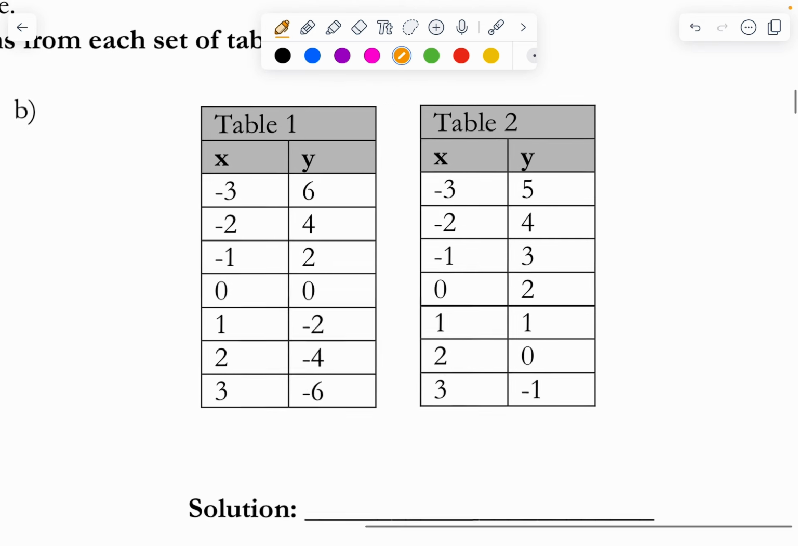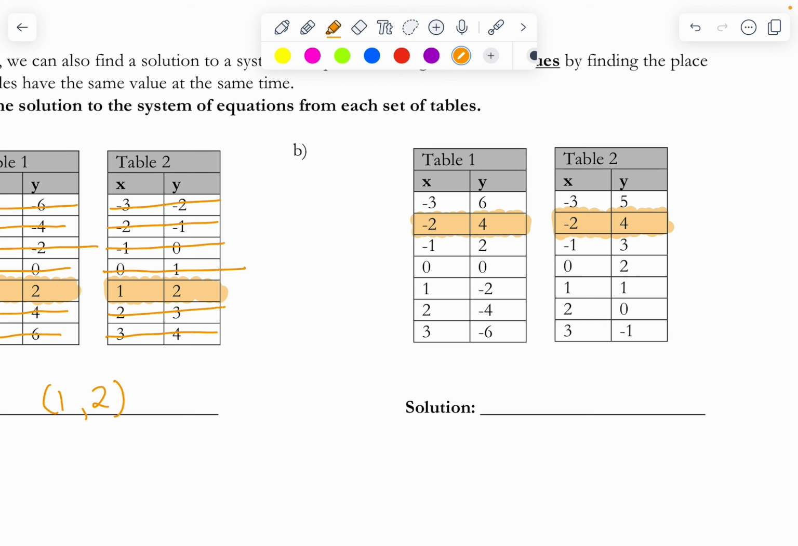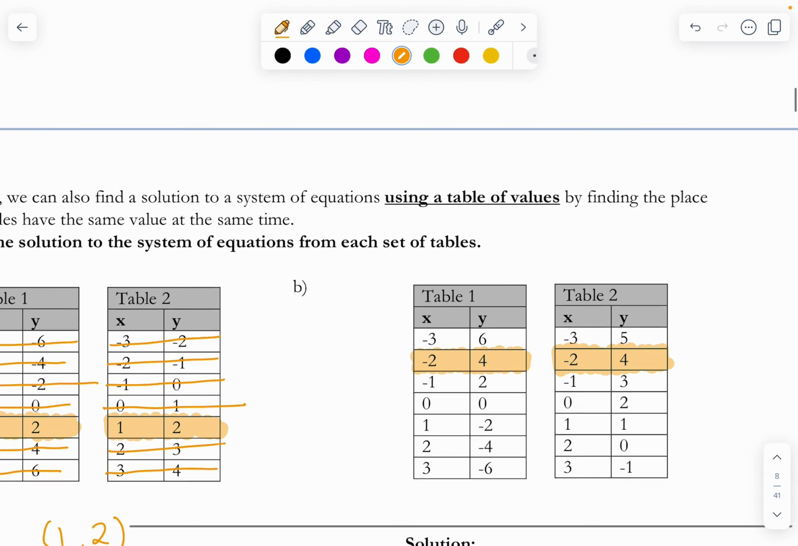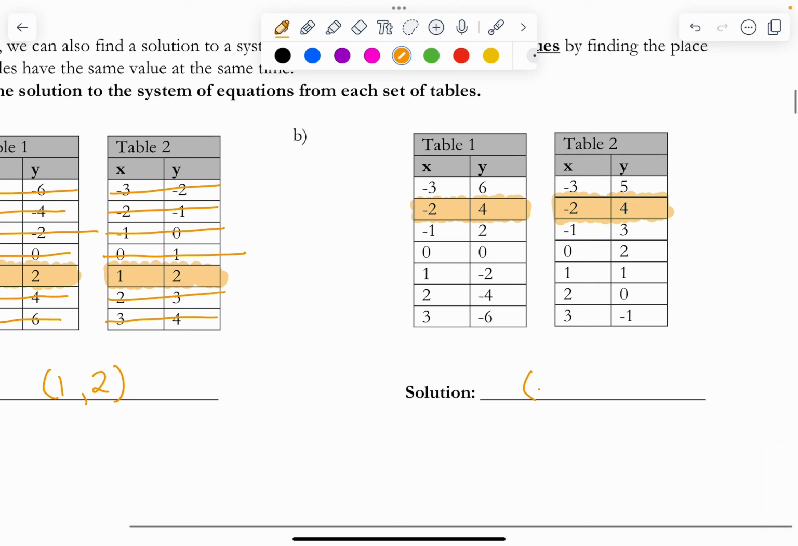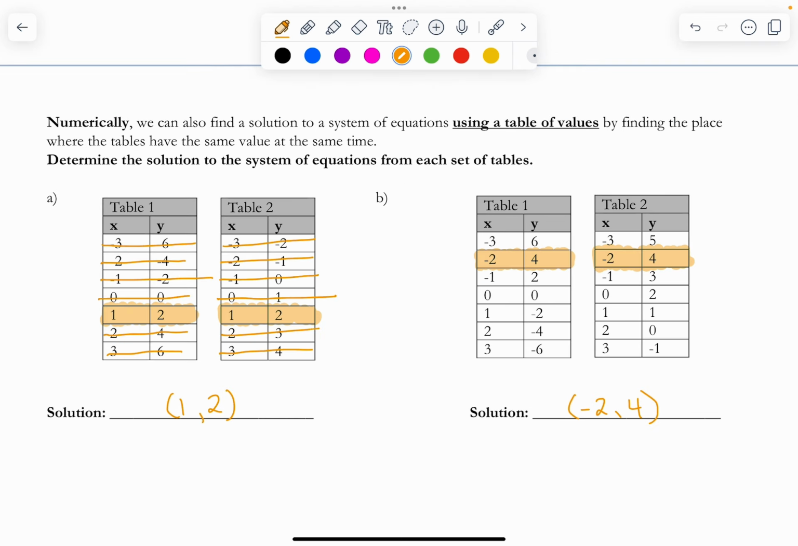Right away, here you go. Take 2 seconds. I already see what my values are that match. -2, 4, -2, 4. And just by glancing, I can tell there are no other values on here that match. So my answer here is going to be -2, 4. And that is it. We are done with notes for the day.